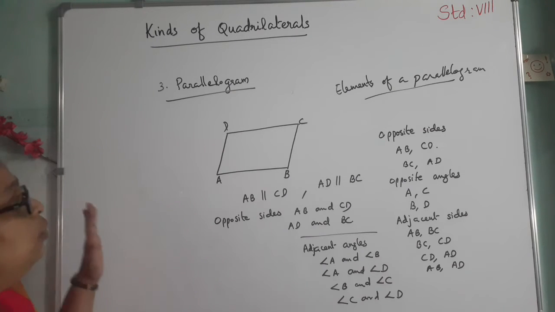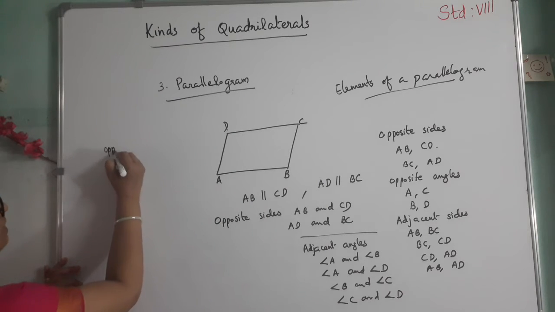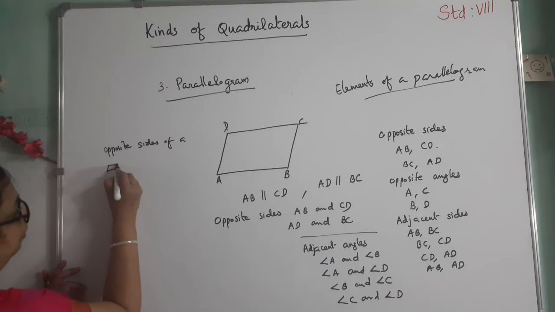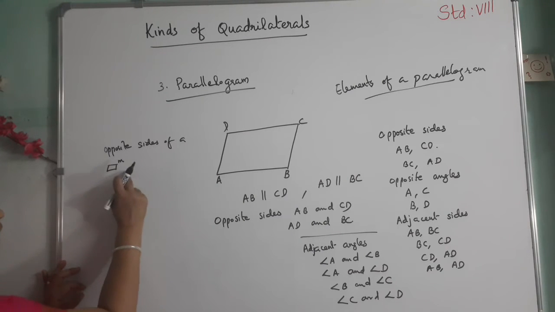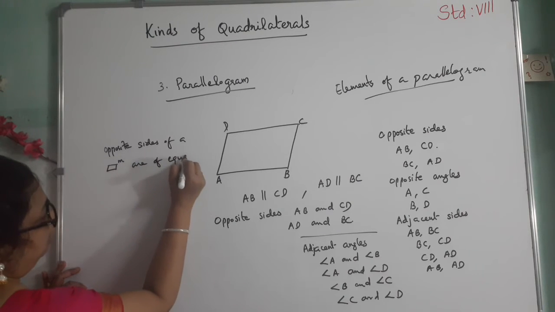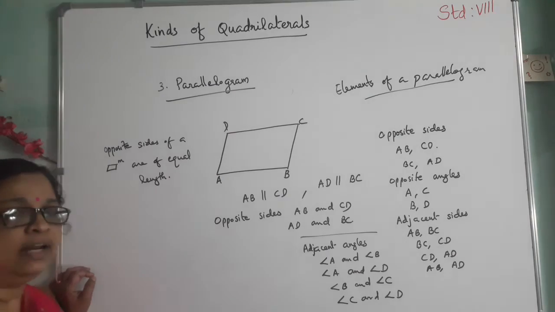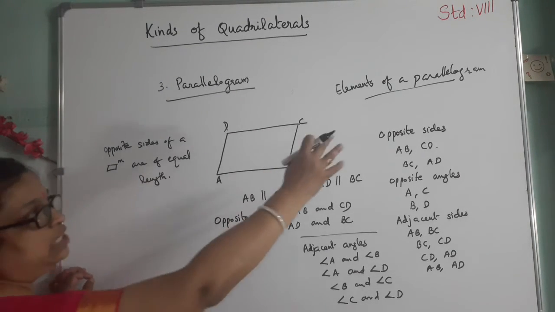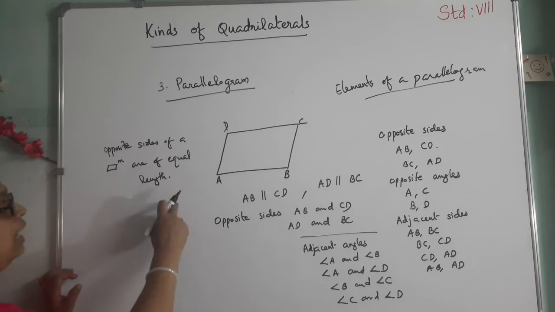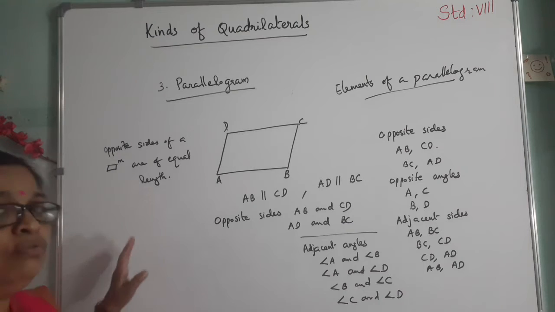Okay. So a parallelogram means a quadrilateral whose opposite sides are parallel. Also the opposite sides of a parallelogram, written with the symbol for parallelogram, are of equal length. So a quadrilateral whose opposite sides are parallel is called a parallelogram. And elements of a parallelogram are opposite sides, opposite angles, adjacent sides, adjacent angles. And in a parallelogram, the opposite sides are also equal. That is a property of a parallelogram.